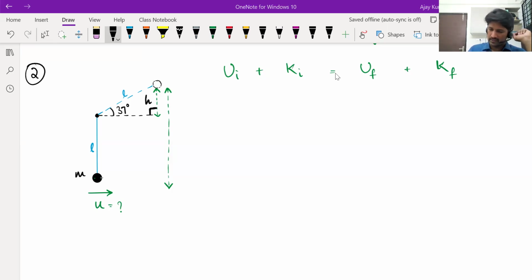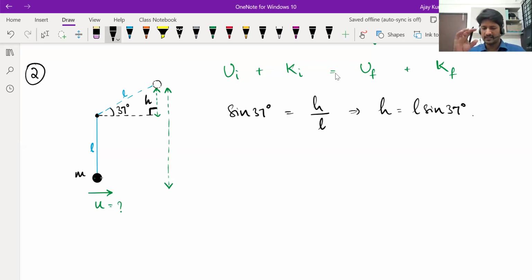Okay. Sine 37 degrees is opposite divided by hypotenuse. Hypotenuse is the length of the string. So h becomes L sine 37. Okay, you people seem to be struggling a little bit in calculating these heights and all. So I'll give you some ideas and share some practice questions in the next worksheet so that you'll get used to it. So that extra height is L sine 37. Sine 37 is 3 by 5. So this is 3L by 5.